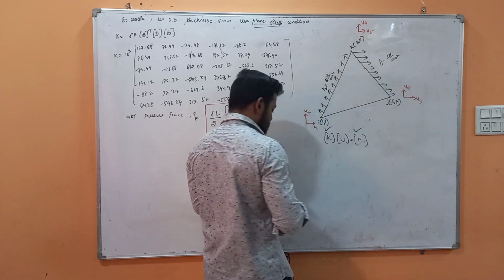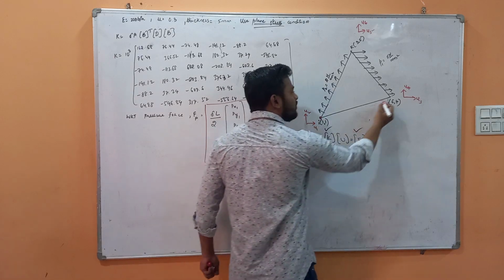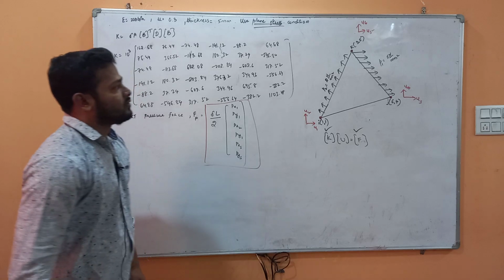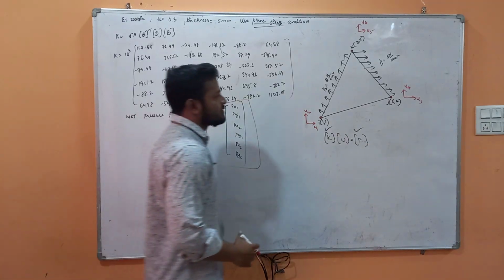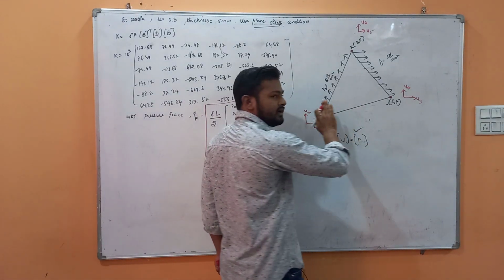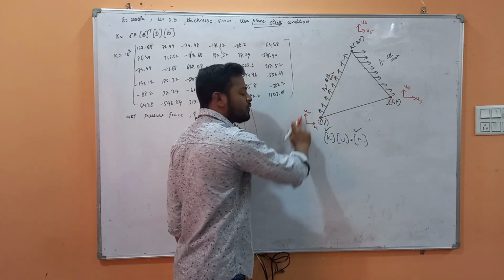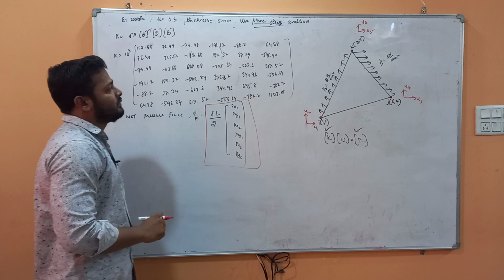So there are three nodes here. This is node 1, node 2, node 3. So depending on these forces, the element can move either in the right side direction or in the upward direction. So that's the reason we are going to take two displacements for triangular elements.